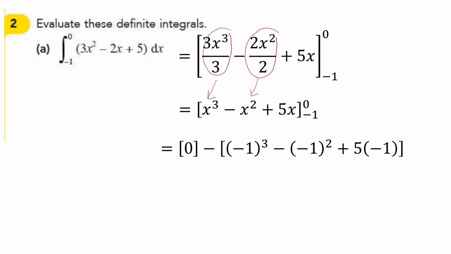So 3x cubed over 3 will be simplified to be x cubed. 2x squared over 2 to be simplified to be x squared. And of course 5x remains as 5x. And where do I get the 0? Because if you substitute 0 into x cubed, 0 into x squared, 0 into 5x, you end up getting 0. Then you minus away the second portion where you put in the lower limit, which is negative 1.